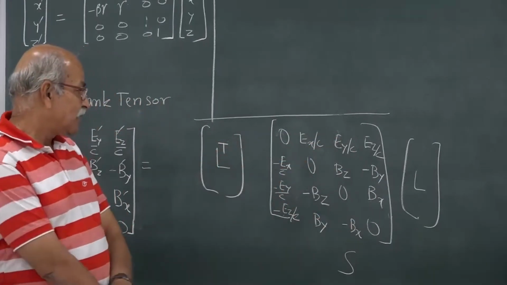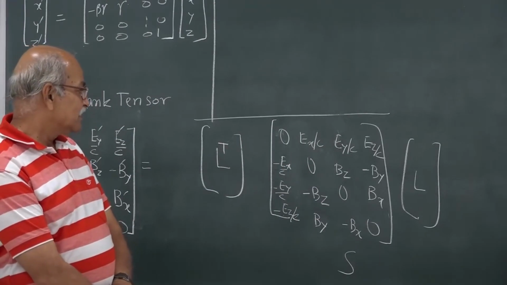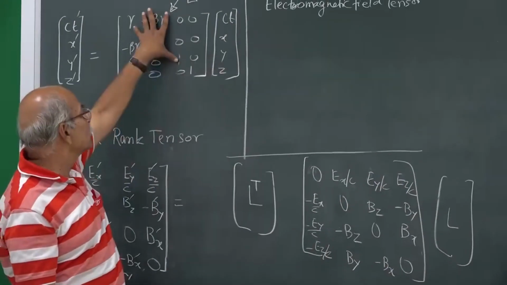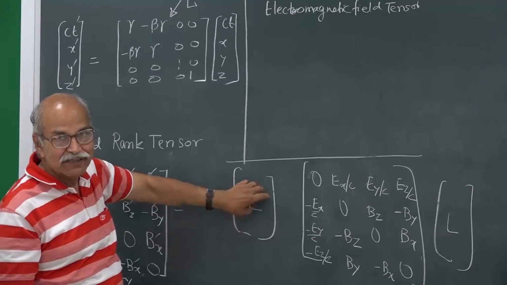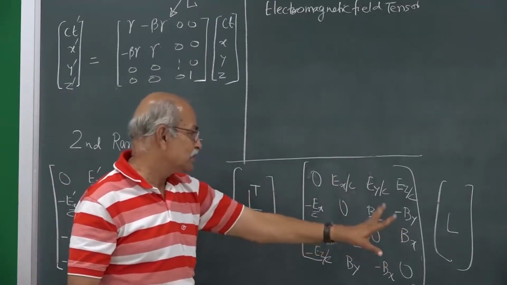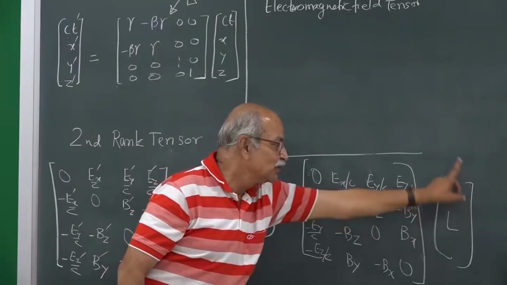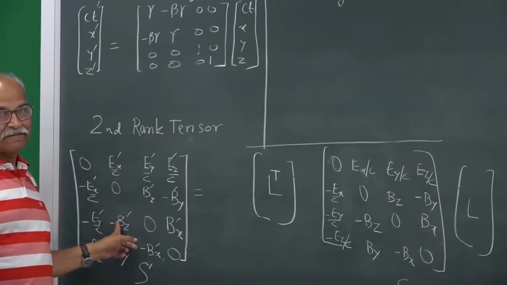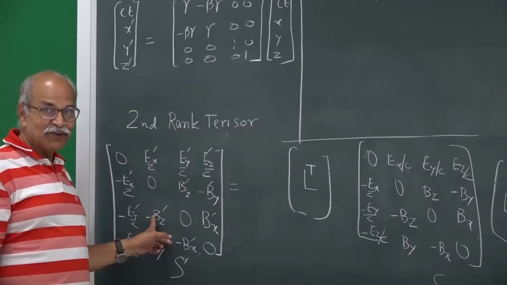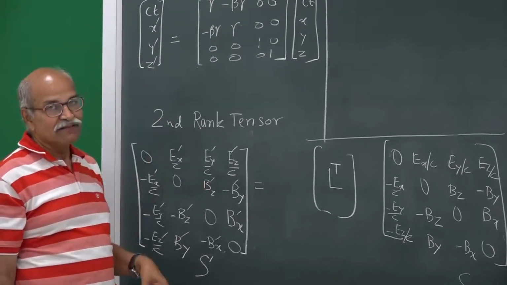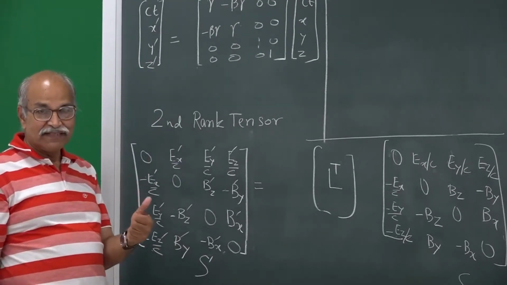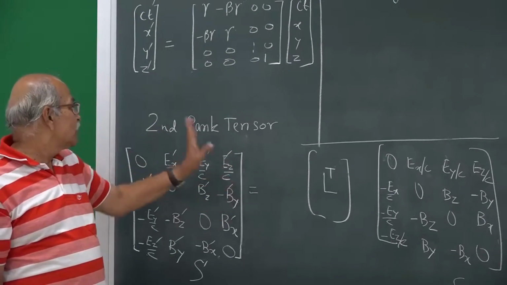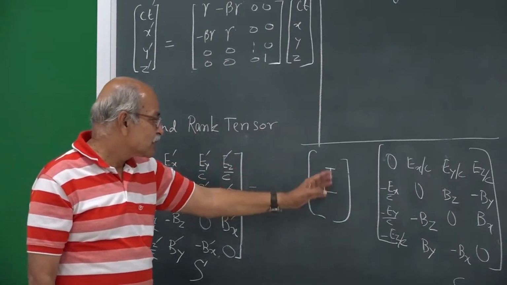Now, it so happens that if you put this Lorentz transformation matrix here, and if you put this Lorentz transformation matrix here, the transpose is same as the original matrix, and then make a matrix multiplication, this 4 by 4 into this 4 by 4, you get a 4 by 4, multiply that by this 4 by 4, you will get this. And therefore, this electromagnetic field, one entity electromagnetic field, is a second rank tensor, transforms according to the laws of the second rank tensor.